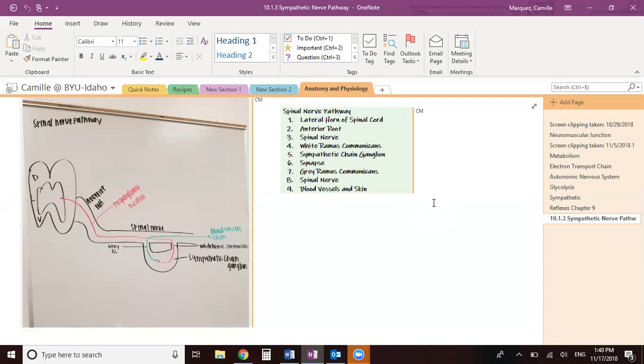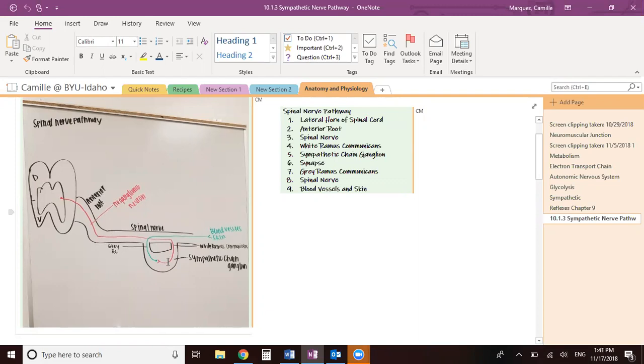Anyway, the first pathway we have is called the spinal nerve pathway. The spinal nerve pathway is going to start in the lateral horn of your spinal cord. The preganglionic neuron, which is this red one, is going to leave from the lateral horn, go down the anterior root and connect to the spinal nerve, where it will travel a short distance until it gets to the white ramus communicans, I think is how you say it, where it will go through the white ramus communicans and enter the sympathetic chain ganglion.